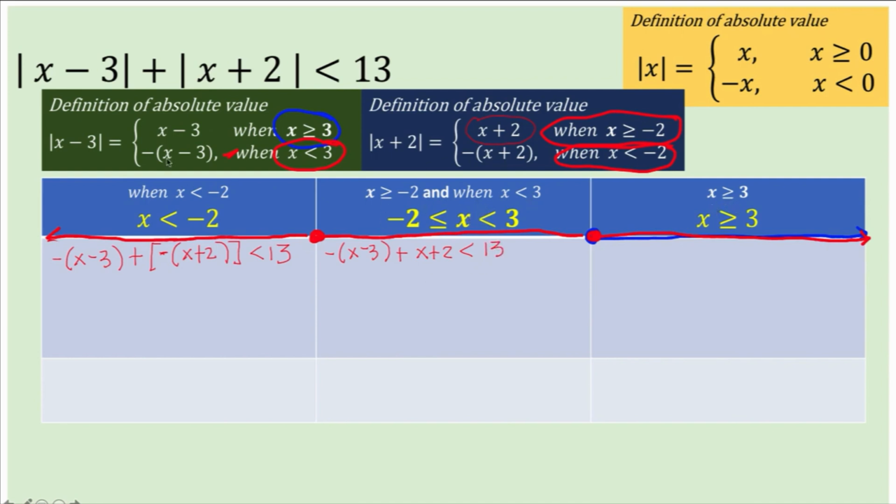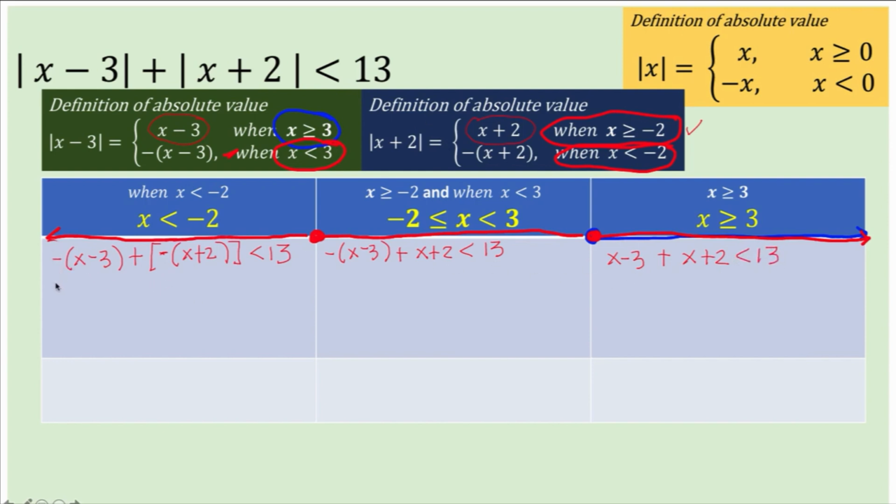Now for the last interval, the absolute value of x minus 3 is covered by the condition x greater than 3 in the first part of this piecewise definition. So therefore, we are going to get this x minus 3. That takes care of this first absolute value. Then plus the second absolute value, x plus 2. The absolute value of x plus 2 has two parts. One is for x greater than or equal to -2. The other is for x less than -2. But x greater than 3 is covered by the first part of the definition. So we'll get this x plus 2. And then copy less than, and then the 13. So these are now the different cases that we are going to solve separately.